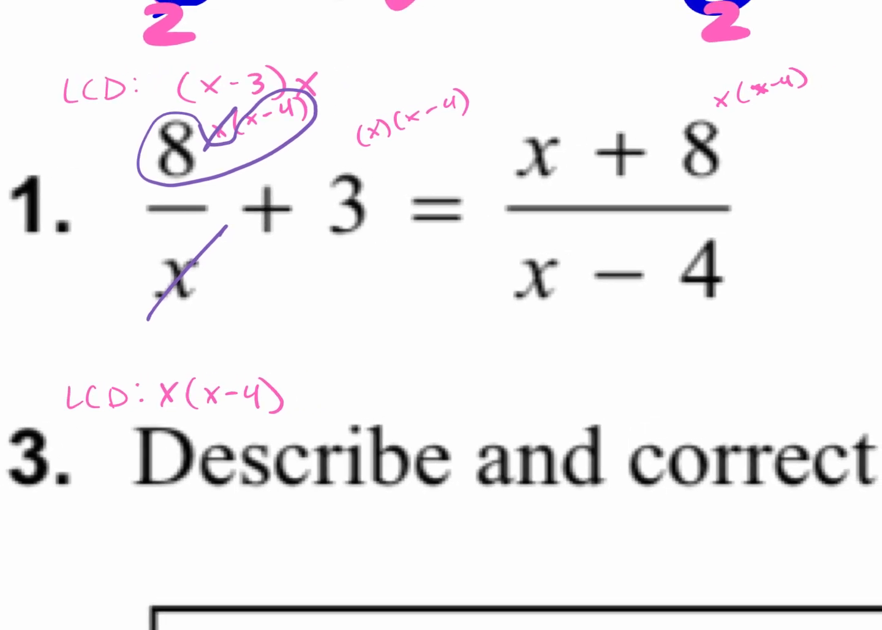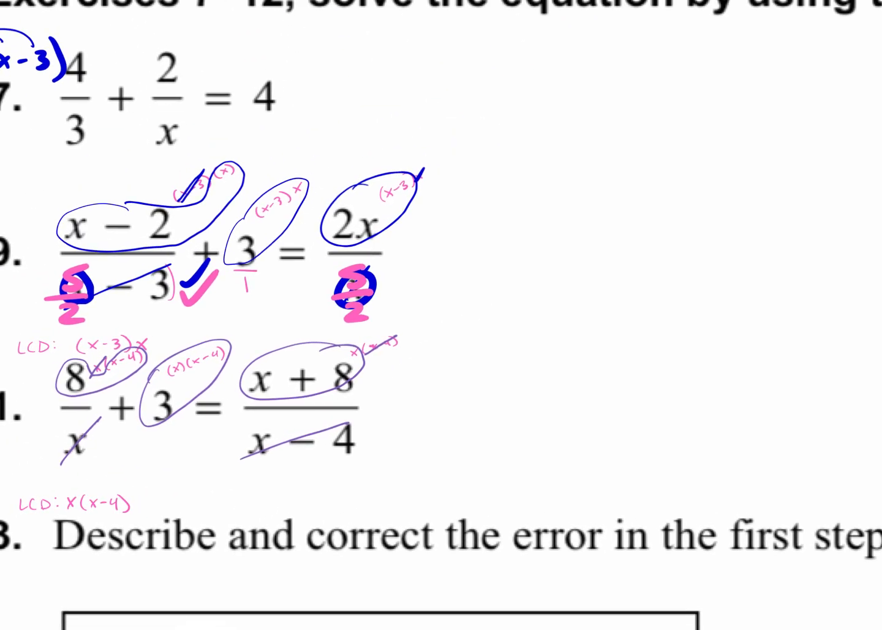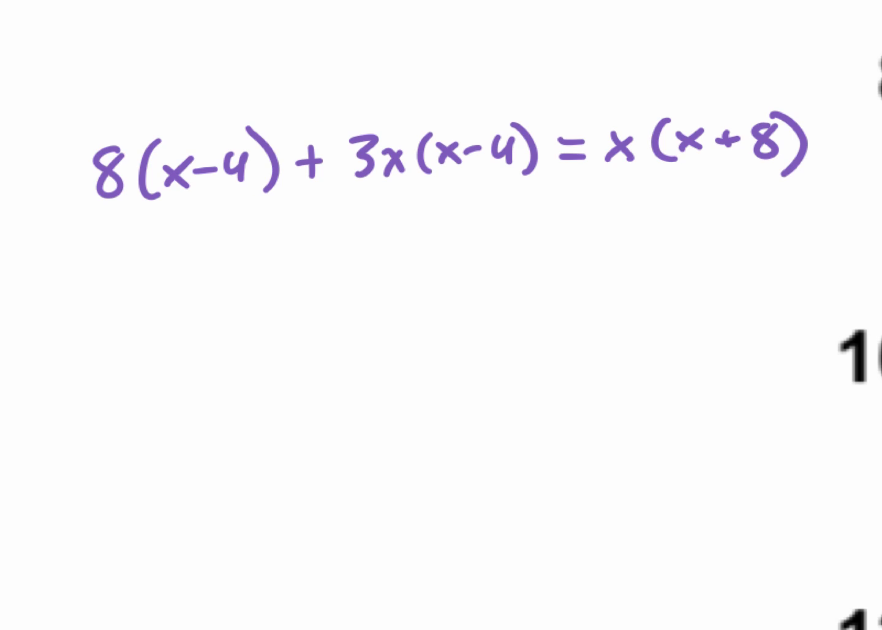So I have 8 times x minus 4. This guy I got to multiply all 3 of them together. And then here I can cancel out the x minus 4s. So this is x plus 8 times x. So I'm going to write it on the side over here so I have some more room. So I have 8 times x minus 4 plus 3 times x minus 4 is equal to x times x plus 8. You gotta distribute. Distribute, awesome.